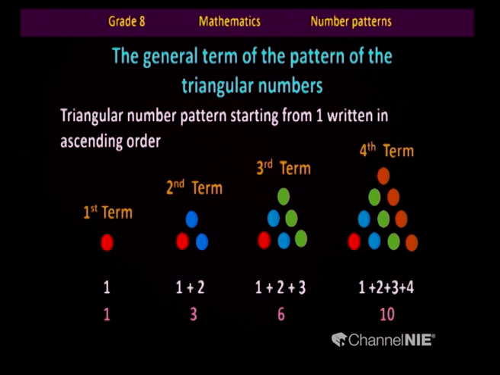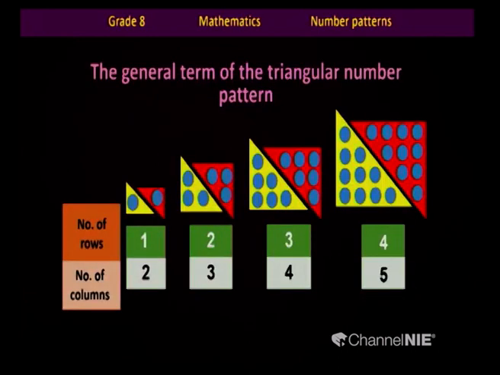When we consider the first term, we have got only 1 dot. That means the value of the first term is 1. Second term, you get 1 plus 2, so the value is 3. Likewise, you get the value of the third term by adding 1 plus 2 plus 3, the sum is 6, therefore the value of the third term is 6. For the fourth term, that is 1 plus 2 plus 3 plus 4, so the sum equals 10, that means the value of the fourth term is 10. Have a look at this. Using this pattern, it is not easy to construct a general term.